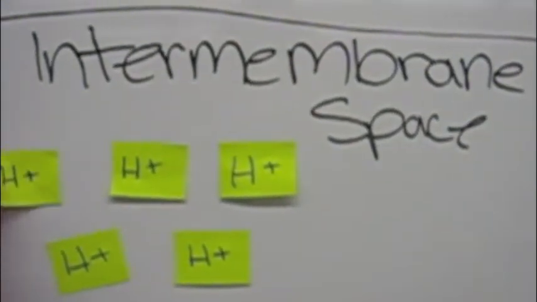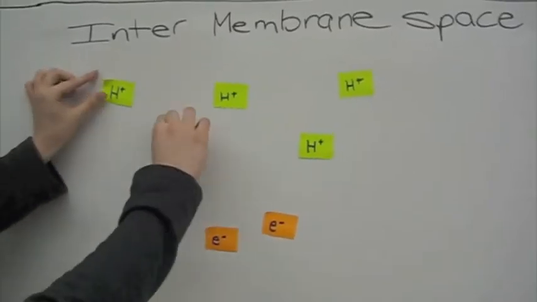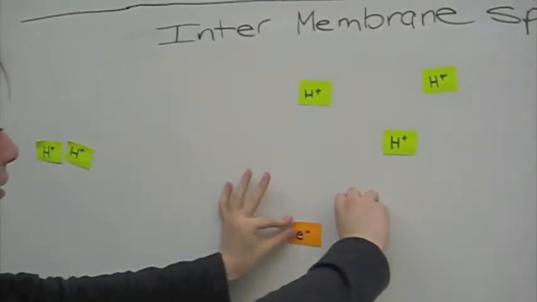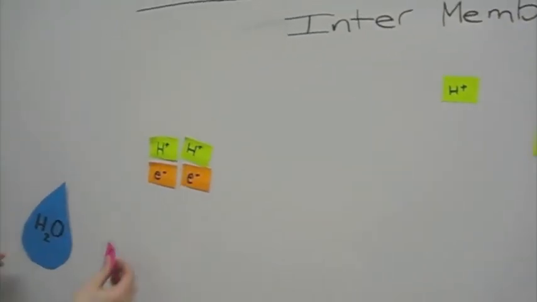As hydrogen ions build along the outer part of the inner membrane, a concentration gradient forms, forcing the hydrogen ions to diffuse through an enzyme complex back across the inner membrane and into the matrix of the mitochondria. ATP is then formed from ADP. The electrons, hydrogen ions, and oxygen then combine to form water.